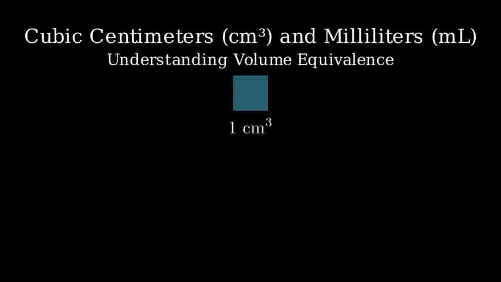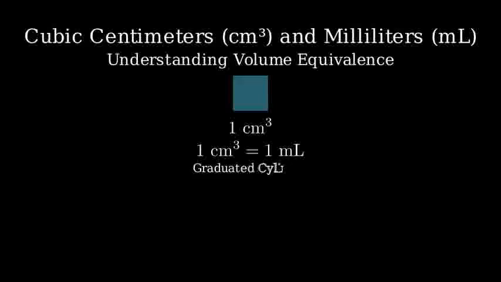A cubic centimeter is exactly 1 centimeter along each side, creating a small cube. Watch as we draw it. 1 milliliter is equal to this 1 cubic centimeter. We can represent this relationship with 1 cubic centimeter equals 1 milliliter. This direct equivalence means that any volume measured in cubic centimeters can be directly converted to milliliters without any calculation.